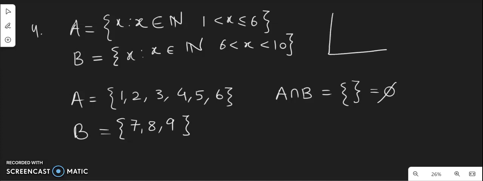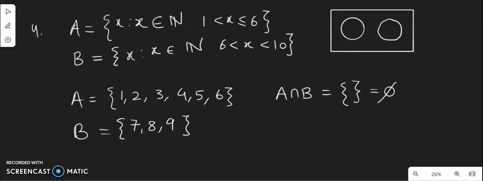If you want to sketch a Venn diagram of A and B, you can simply say this is A and this is B. Nothing in common. So this is set A, this is set B, and their intersection is phi. This is simply A intersection B, which is what I'm trying to calculate, and it is phi in this case. Let's see some more examples. I will look into example number 5 now.